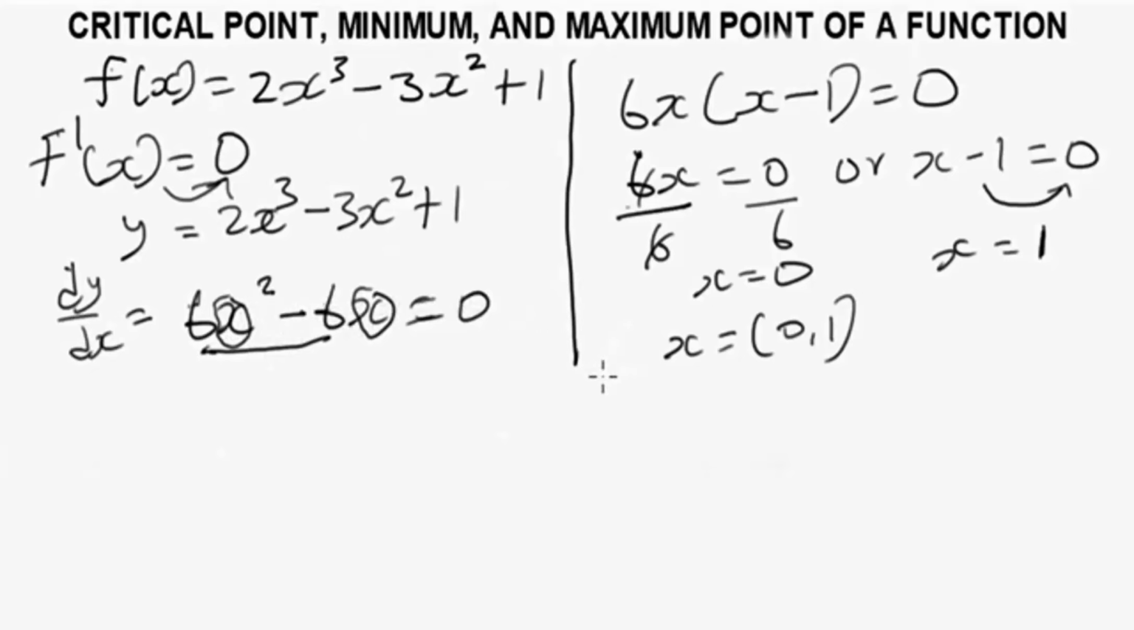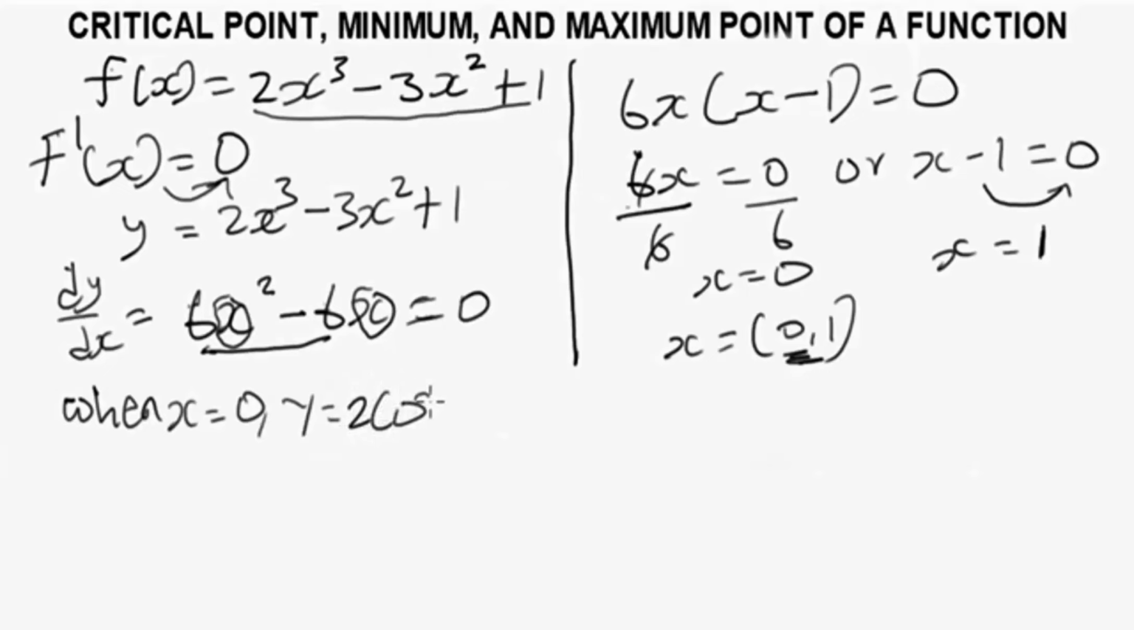Now let's get the critical points of y. Since I got them for x, we're going to substitute these values in the function and get them. So let's do it here. When x equals 0, y equals, let's substitute. You're going to have 2 in brackets 0 cubed minus 3 in brackets 0 squared plus 1.